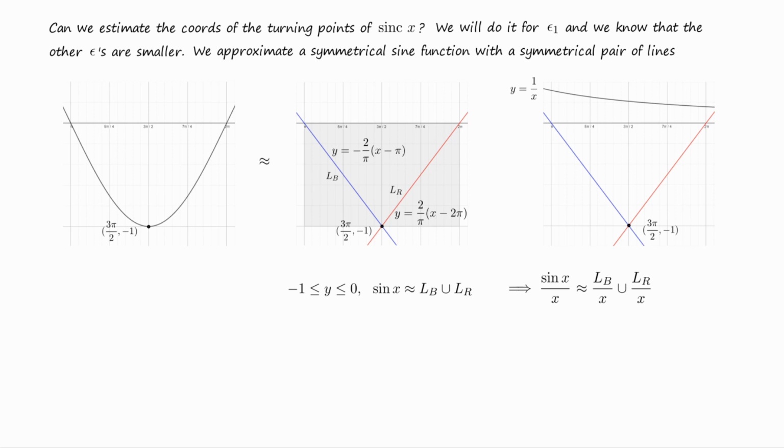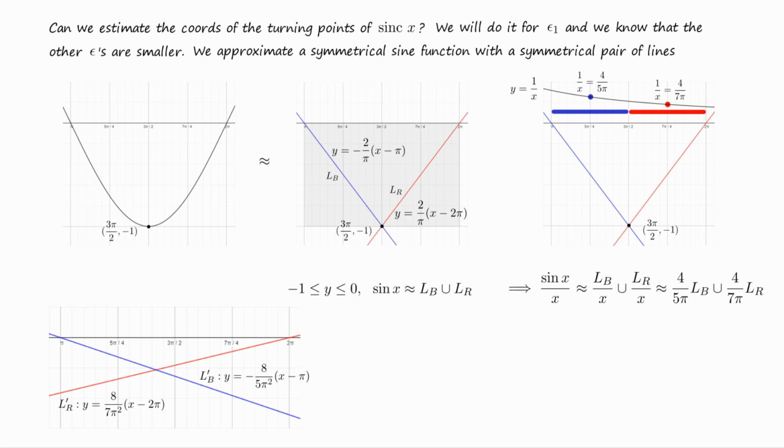Of course, 1 over x is not constant in this range, and so we make 2 further approximations. On the left side of the turning point, we approximate 1 over x by its value at the midpoint, where it takes the value 4 over 5 pi. And similarly for the right side, we approximate it by its midpoint with the value 4 over 7 pi. And with those further approximations, we have the approximation for sine x over x, which is 4 over 5 pi times L_B, unioned with 4 over 7 pi times L_R.